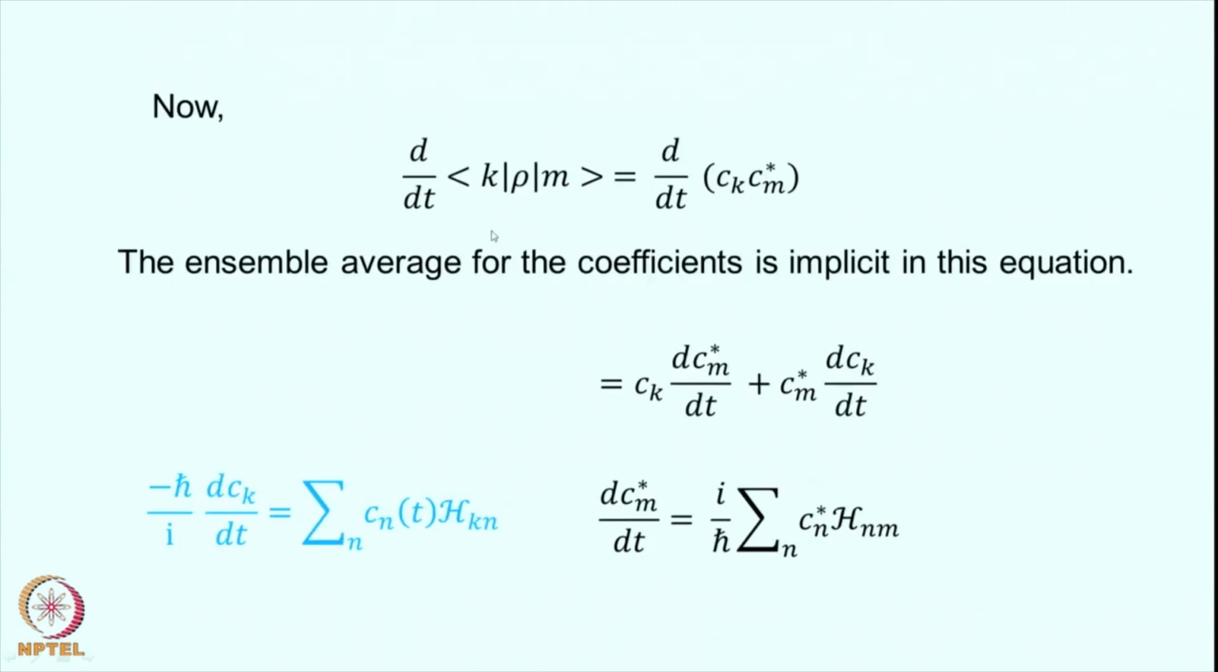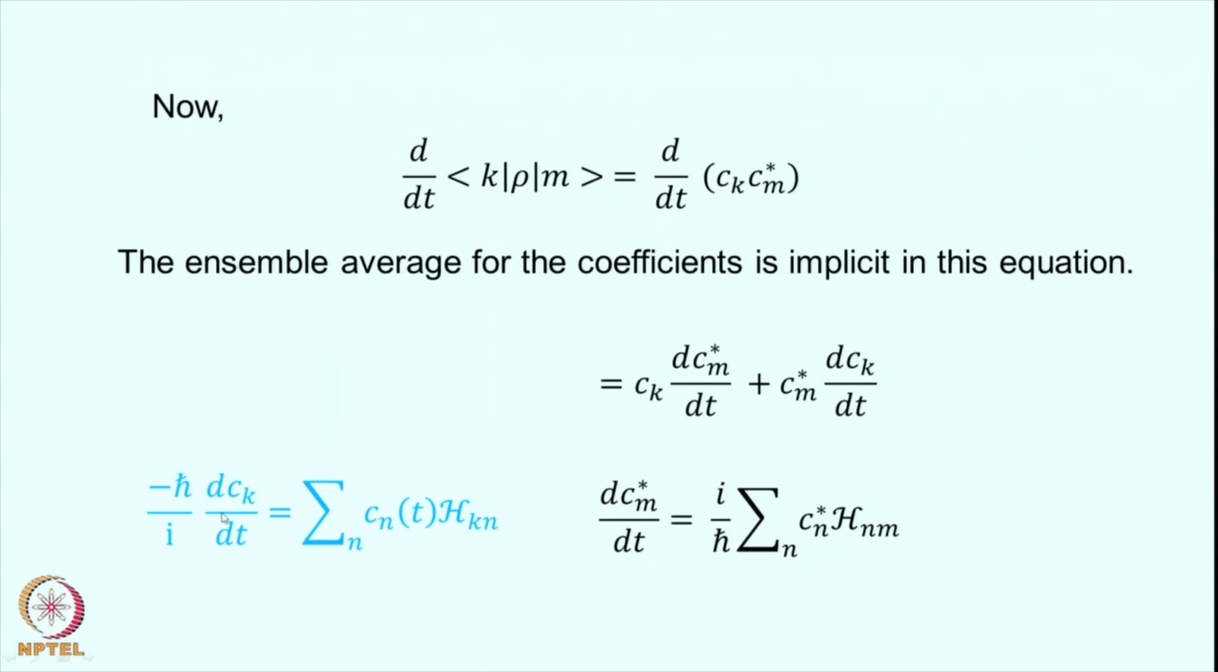Now, we also know the basic definition of the density matrix. So, d by dt of rho km is equal to d by dt of Ck Cm star. This is the basic definition. Of course, the ensemble average is implicit here, so the ensemble average for the coefficients is implicit in this equation. Now, on the right hand side you differentiate this explicitly, and you get Ck dCm star by dt plus Cm star dCk by dt. Remember, these are coefficients, time dependent of course, and therefore we can move them around. Looking at this, we can calculate what dCm star by dt is.